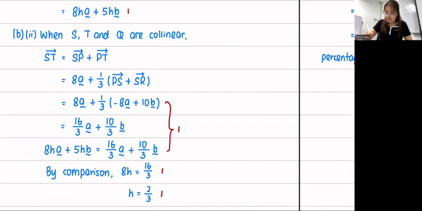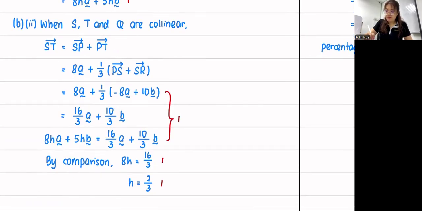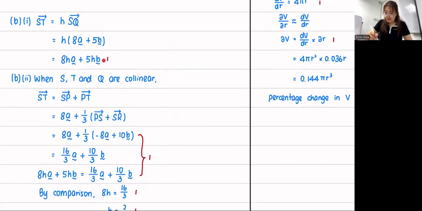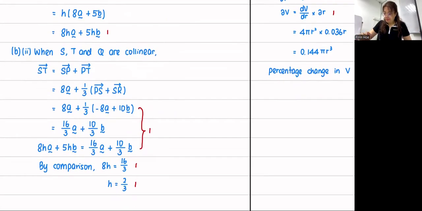So I have SP plus PT, so 1 over 3, P to S, S to R. So P to S is reversed, I get negative 8a plus 10b, I get the answer. So now you see b part 1, I got ST equals this. B part 2, I got ST equals this. ST and ST, same. 当它一样的时候 do comparison. You just compare the coefficient equals to the coefficient, you get your value of h. Or if you do not want to, you can compare 这个 5h equals 10/3, you will get the same answer also.